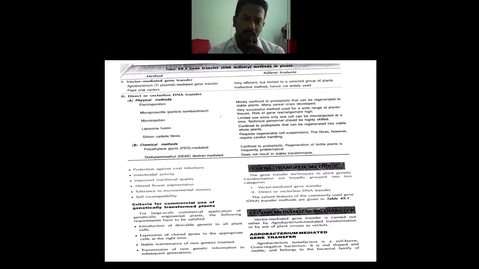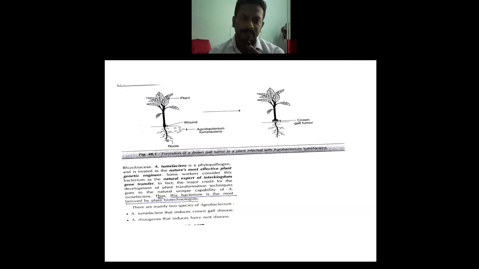Okay, now we are going to see in detail about Agrobacterium mediated gene transfer methods. Now, Agrobacterium mediated gene transfer method. In this method, Agrobacterium is a gram-negative bacterium. It is a rod-shaped, motile bacterium, and this bacterium belongs to the family Rhizobiaceae.